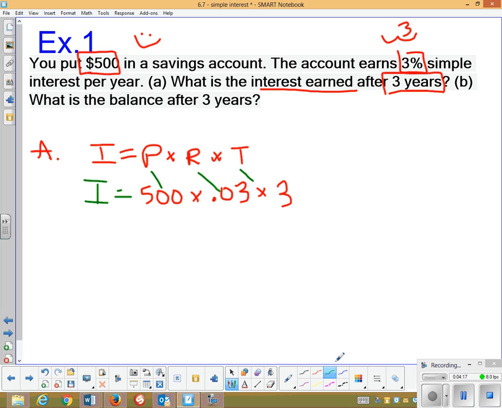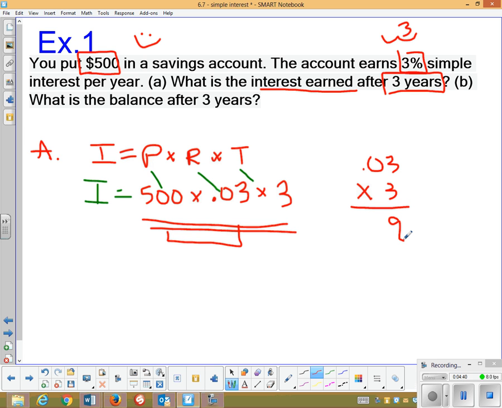All we need to do is multiply the following 3 numbers together. You can do these two at a time first, and then multiply by the 3, or you can do these 2 first. It doesn't matter, as long as you multiply all of them across. I would probably do 0.03 first, then times 3. That's going to give me 9. But then don't forget, there's also a 0 in the front, so that's going to be 0.09. And then that will be multiplied again by 500. So again, you're multiplying the 3 numbers together.